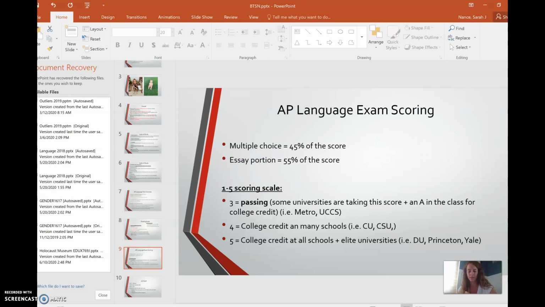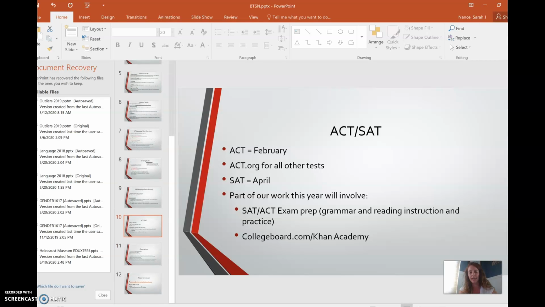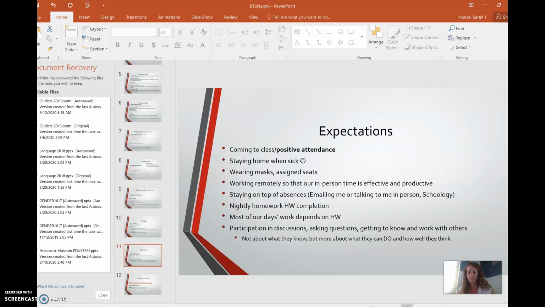All right, there's the AP Lang exam scoring. You can look at that. I'm running out of time here. ACT, SAT information, we'll have a free test for them to take in February and April, but I don't have the dates. I would go to College Board for SAT or ACT.org to take earlier tests. I definitely recommend that. And then some other expectations, but these are pretty basic, and you absolutely can go over them a little bit later.